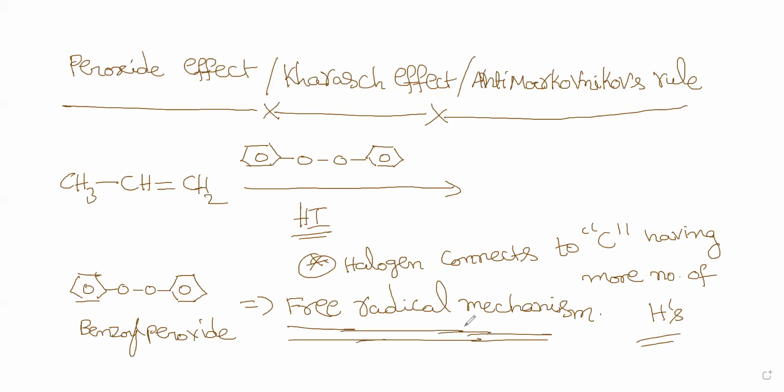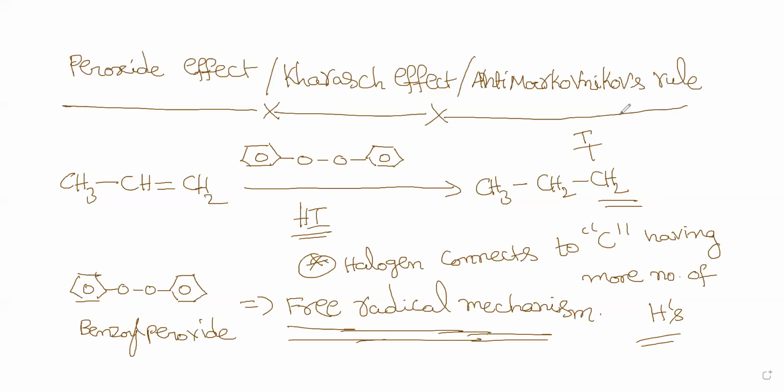In the case of free radicals, you can never have a negative and positive part. So I cannot say that the negative part of the reagent will add to the carbon. Where is the negative part? You don't have negative and positive parts when you have a peroxide. What I can tell is the halogen will connect to the carbon having more number of hydrogens, and hence the product looks like the reverse of what we have done earlier. That means the iodine is added to the carbon having more number of hydrogens. So that's the reason it's called anti-Markovnikov's rule.